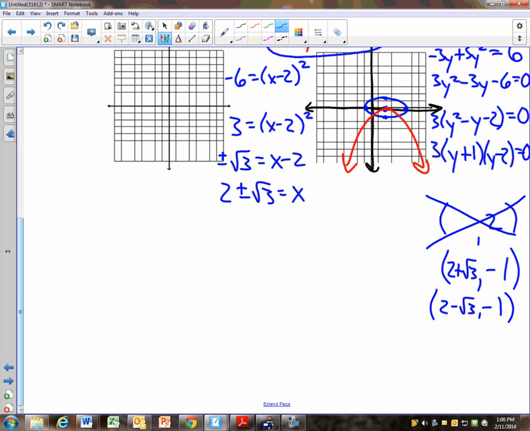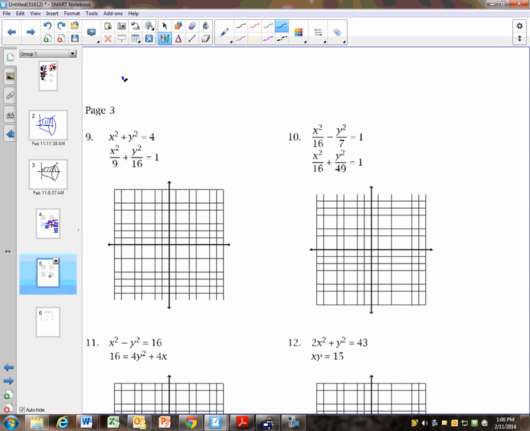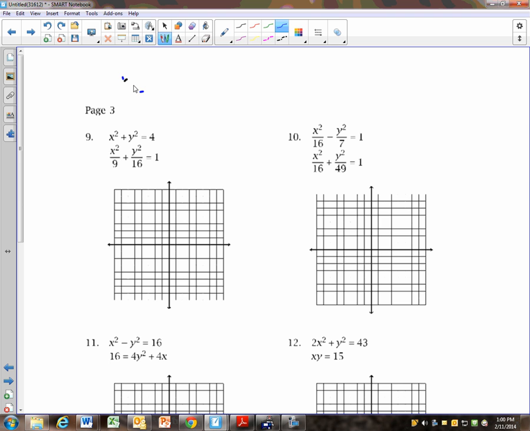What do you think? One more problem together. This one's quick. Backside. Number 10.